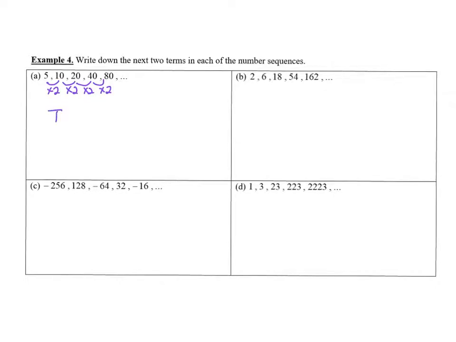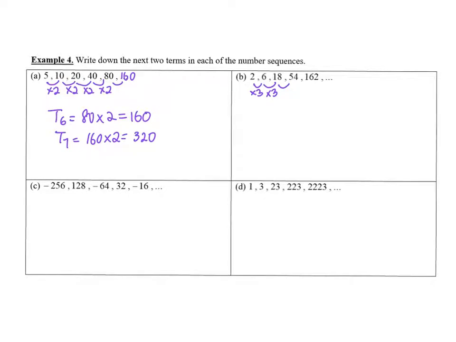If that's the case, how do we get term 6? We'll take 80 times 2 to give you 160. And how do you get term 7? You take 160 times 2 to give you 320. Example 4a. How do we get 6 from the number 2? 6 to 18. 18 to 54. So from 2 to 6 is times 3. 6 to 18, times 3.